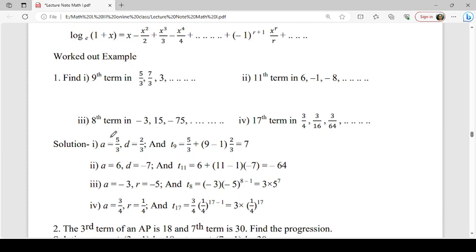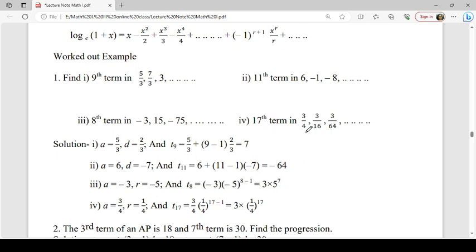Then the 8th term, it is minus 3 into minus 5, it is 15. 15 into minus 5, it is minus 75. So this is a GP. So a is minus 3, r is minus 5, and the 8th term T8 is this.